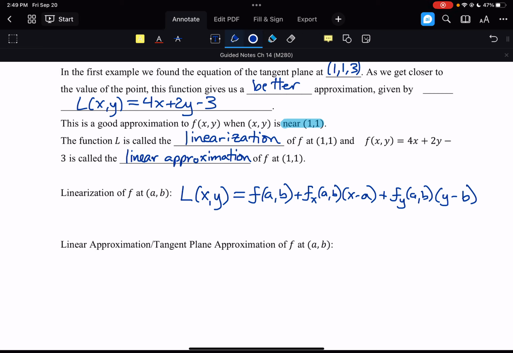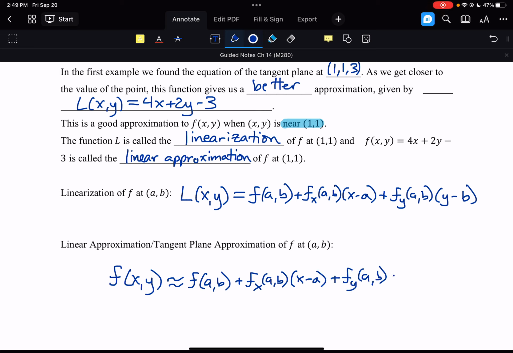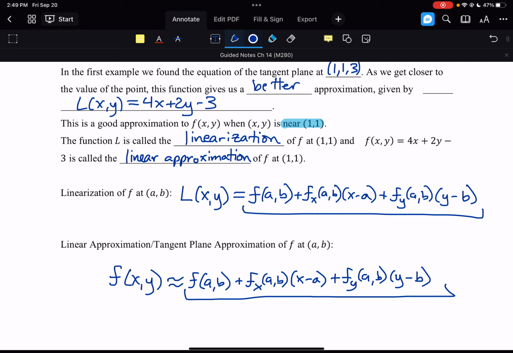Now, the linear approximation of f, this is denoted f of x, y is approximately equal to f of a, b plus fx of a, b times x minus a plus fy of a, b times y minus b. Now, the first thing that people usually ask at this point is, these are the same thing, right? They're exactly the same formula, so why give them different names and why give them different labels?